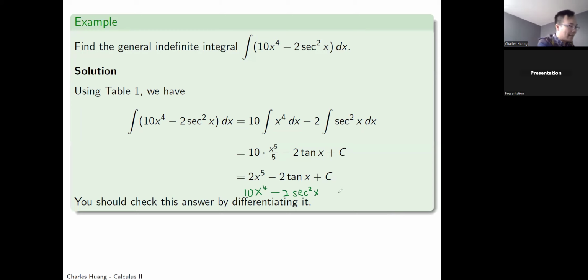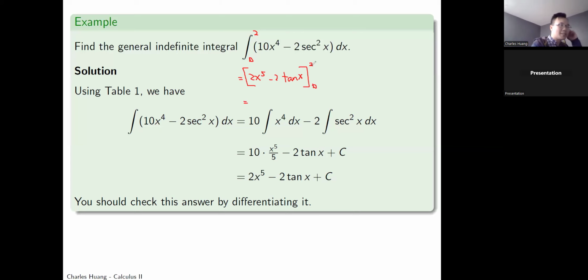Now I just want to remind you of the difference between an indefinite integral and a definite integral. If we have, say, 1 to 2, if we're trying to integrate from the limit of 1 to 2, then when I find the 2x to the power of 5 minus 2 tangent, we're not going to write the c because it doesn't matter what the value of c is. We're going to evaluate it from 1 to 2 or 0 to 2, doesn't really matter. Let's do 0. 0 is a little bit easier.